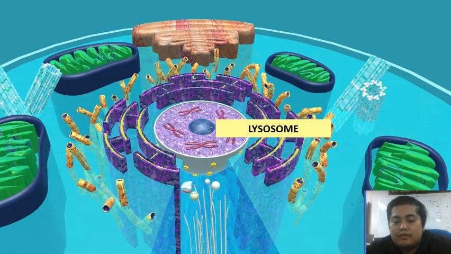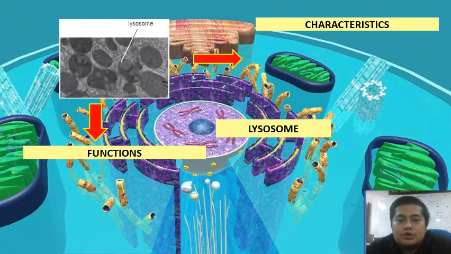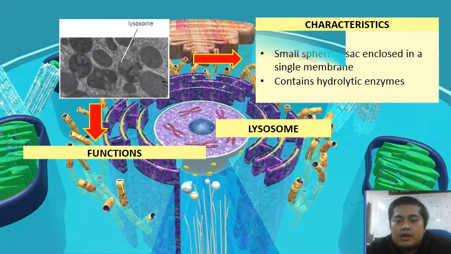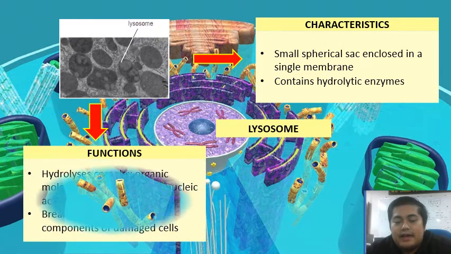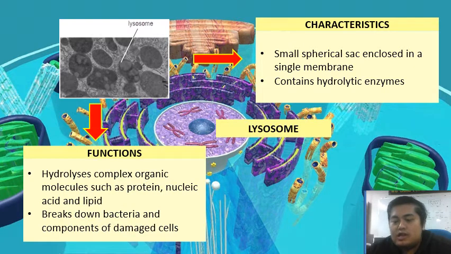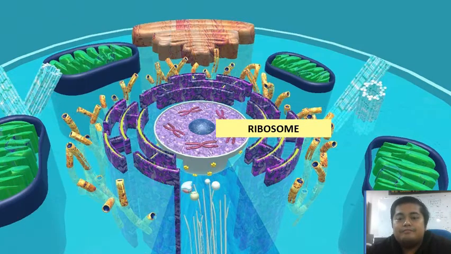Okay, next we have our lysosome. So lysosome is a small spherical sac enclosed in a single membrane. It contains hydrolytic enzyme. So since it contains hydrolytic enzyme, what are their functions? So their function is to hydrolyze complex organic molecules such as protein, nucleic acid, and lipid. It also breaks down bacteria and components of damaged cells.